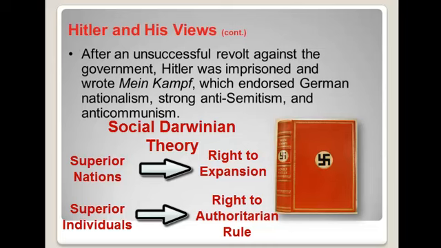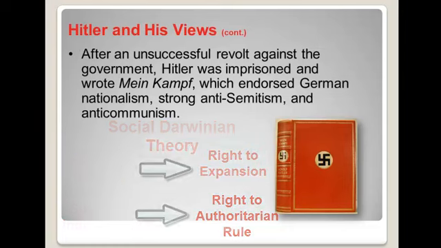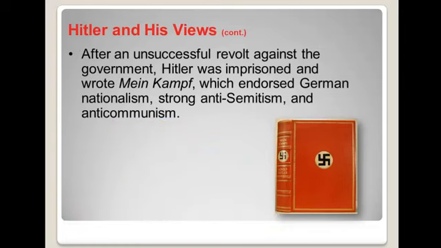At the same time, he also said that certain people have the right to rule, certain superior individuals have the right to gain authoritarian leadership over the masses. Okay, so again, he linked nationalism, anti-Semitism, anti-communism, and this idea of social Darwinism together.